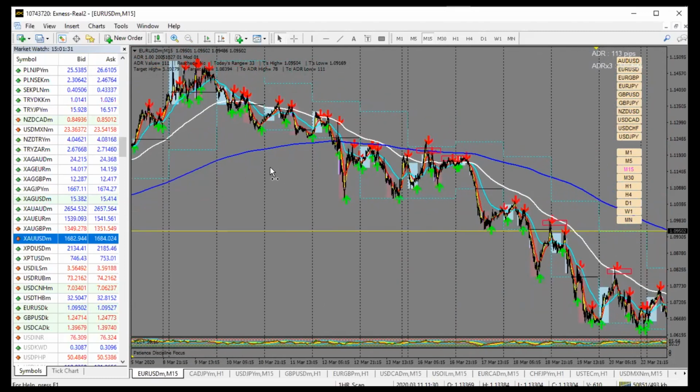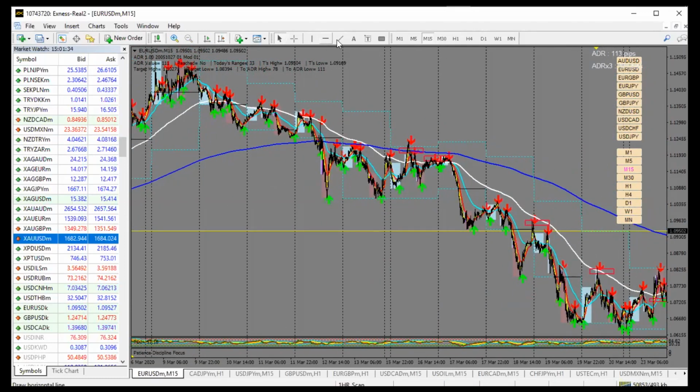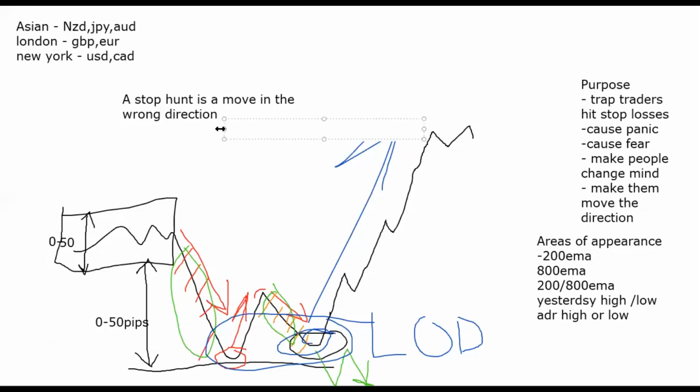And by the way, the 800 EMA is the dark blue one. The 200 EMA is the white one. The 50 EMA is the light blue one. Then we have the red and the yellow. The red is the 13 EMA and the yellow is the 5 EMA. Let me write this down. 13 EMA is red. 5 EMA is yellow. 50 EMA is light blue.